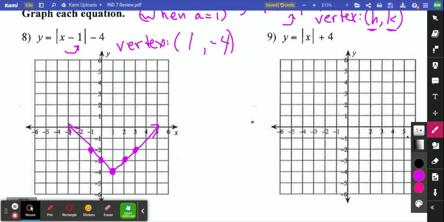Okay, so you can also do them like this, and I'll just do this for this one. You can make a table of X and Y. Just make sure you include this point at the bottom, and the easy way to make sure you include that is that you use one of your values of X over here such that inside the absolute value bars you get 0. And then you use a value less than that and a value greater, and you can graph it that way.